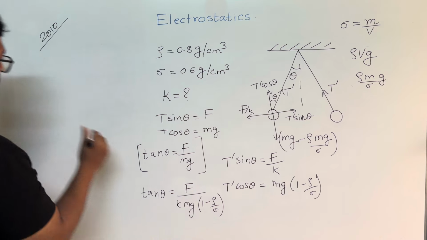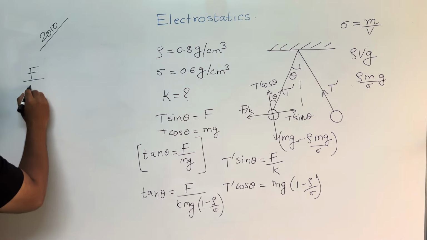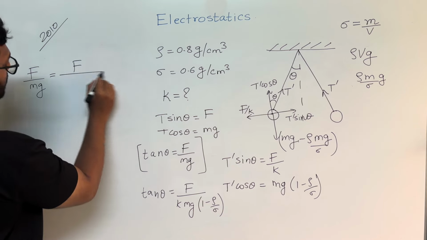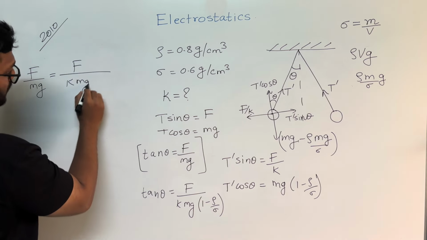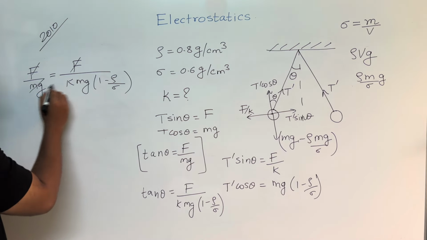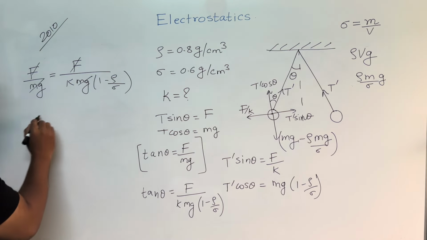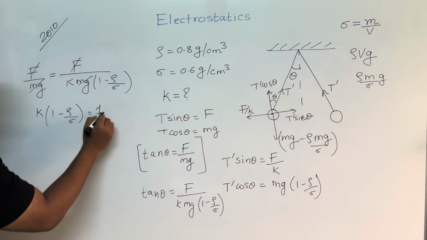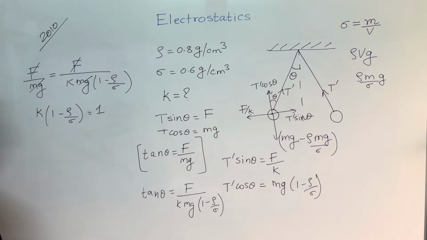Tan theta is F by mg. This is F by mg is equal to F by kmg into 1 minus rho by sigma. So F gets cancelled, mg gets cancelled. We will get k into 1 minus rho by sigma as 1, right? Rho is 0.8.